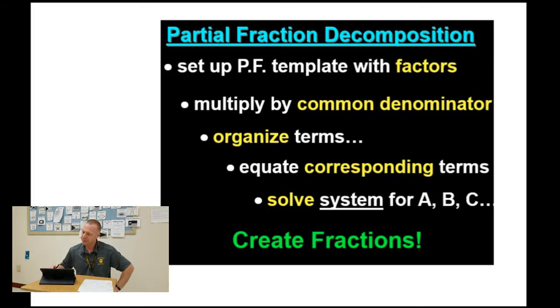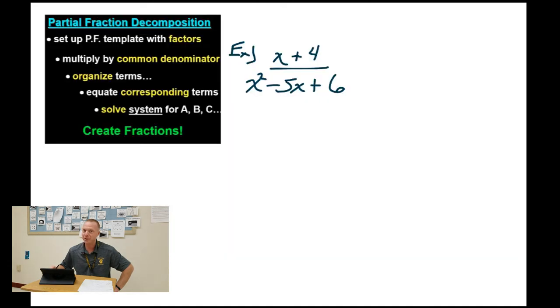All right. Let's see if we can do a partial fraction decomposition, which basically means we're going to reverse the process of what it took to get x plus 4 all over x squared minus 5x plus 6. All right, well, the first thing we need to do is set up a template, but that template is going to involve the factors, and what we're insinuating would be the factors of the denominator.